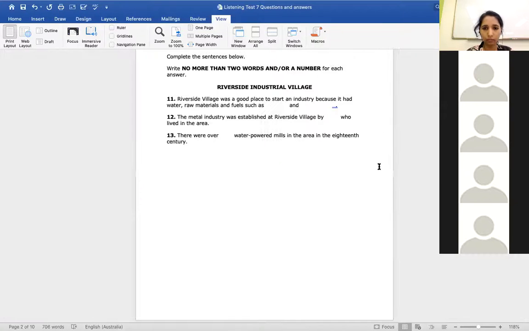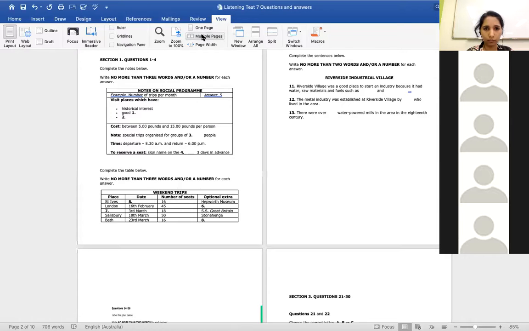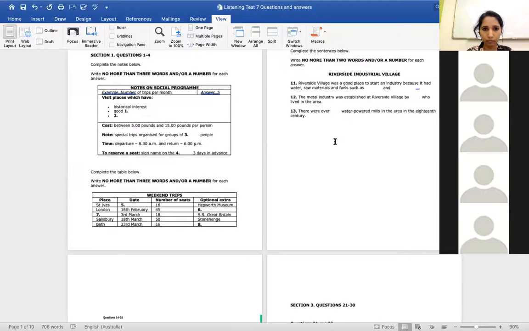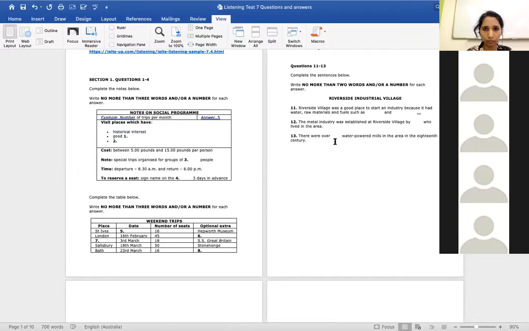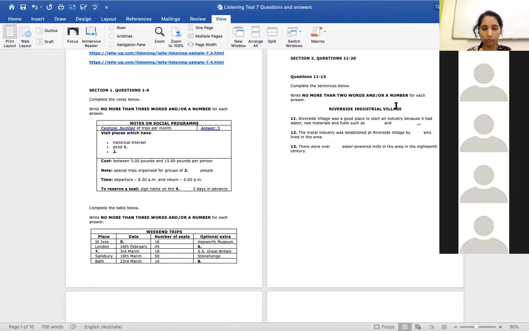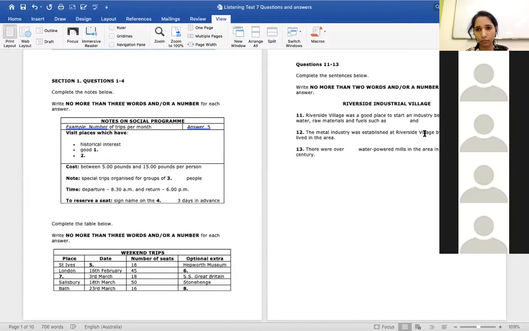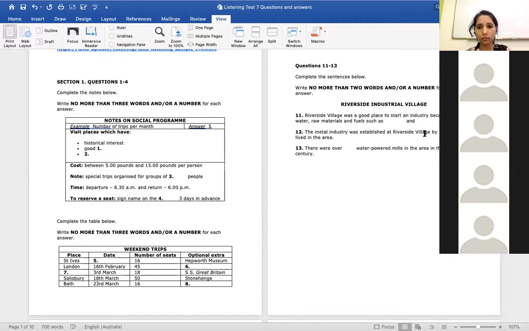Section 2. You'll hear a tour guide giving a talk about a museum centre called Riverside Industrial Village. First, you have some time to look at questions 11 to 13. Now listen carefully and answer questions 11 to 13.